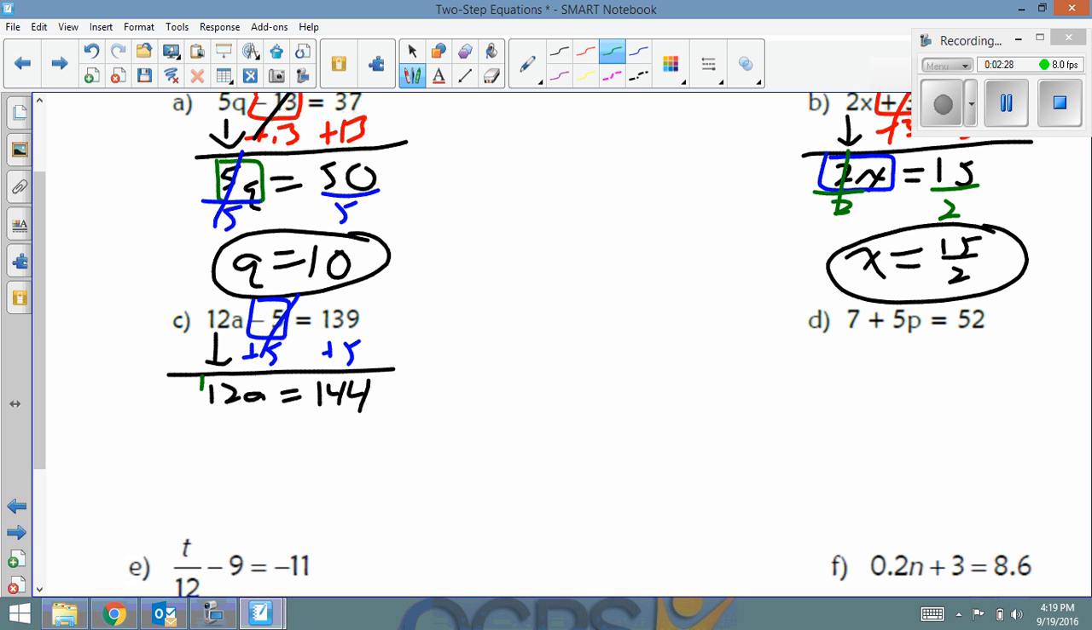Back to that same thing, we have this number and letter right next to each other, so to get rid of that number, we're going to divide by the number. And in this case, we're going to get a is equal to 12.